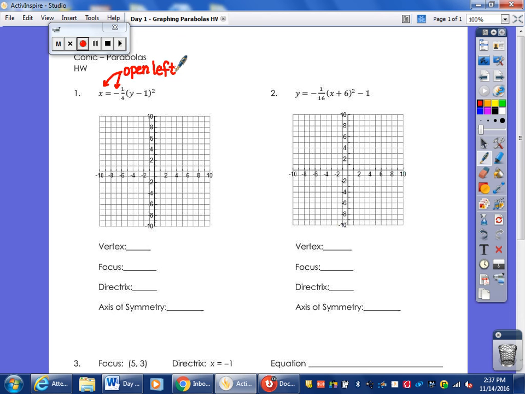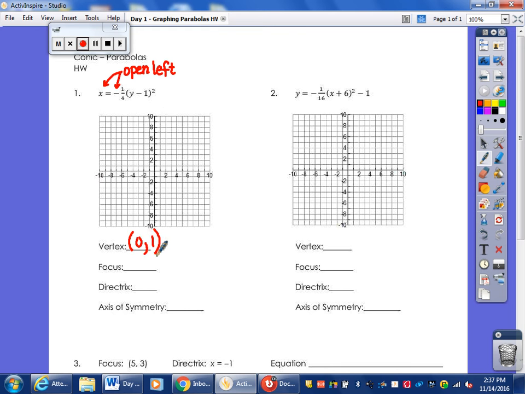Okay? So first thing you need to do is you need to get the vertex. Remember that when we're talking about left and right, we have to do the opposite, because this is our y value, our y minus 1 that's inside the parentheses. That's actually the k value. So the h is the x, which is outside of the parentheses. So our vertex for this one is going to be 0, 1.